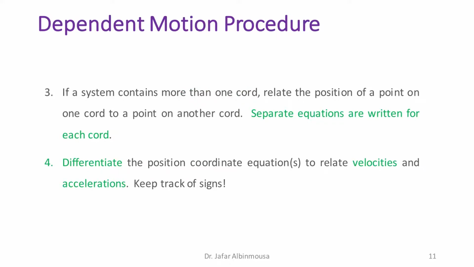The third step, of course, is to write down the chord equation, but you need to be careful that in some situations you have two chords. And if you have two chords, it means you have to write two chord equations. And what matters here is that you will need to have one single parameter that relates the two chords together. And then you differentiate the position coordinate equation with time to get the velocities, and then you differentiate it again to get the accelerations.